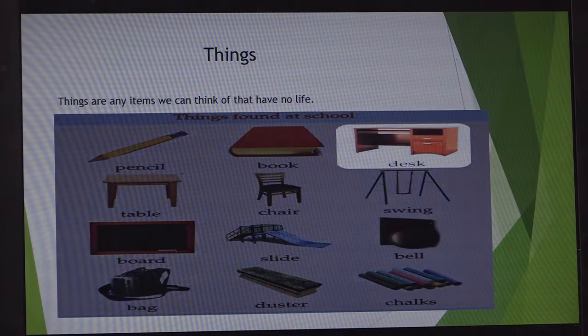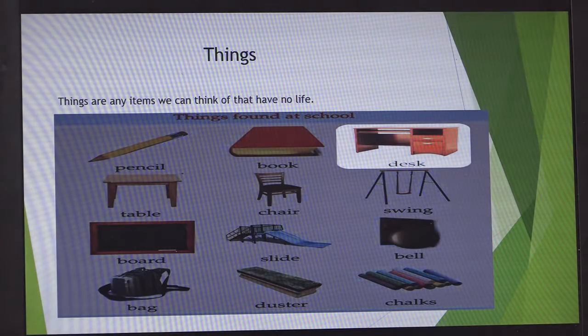Now, we want to look at some examples of things. When we look at the picture, we can see many things. How can we identify things? We say that things are those items that do not have life. For example, we have a pencil, table, blackboard, a bag, a book, chair, a slide, a duster, a desk, a swing, a bell, chalk, and many others.